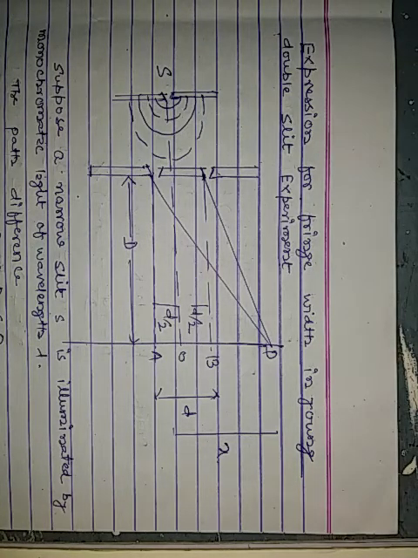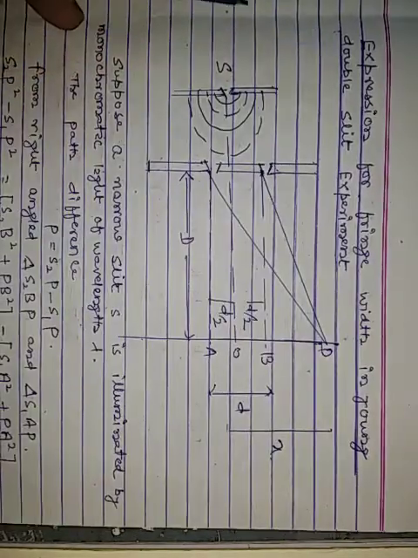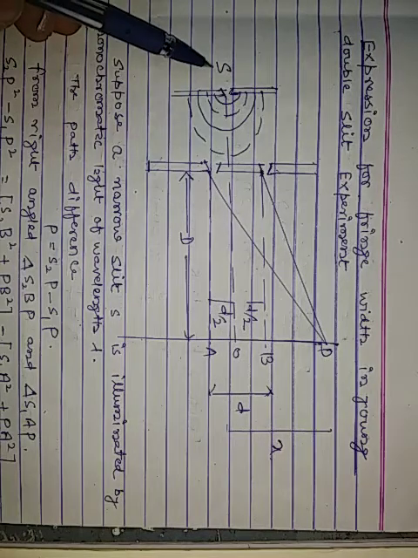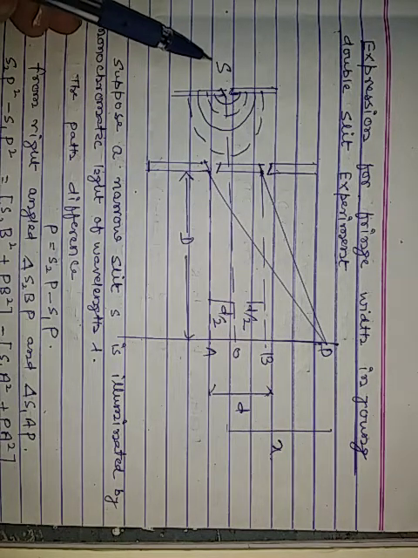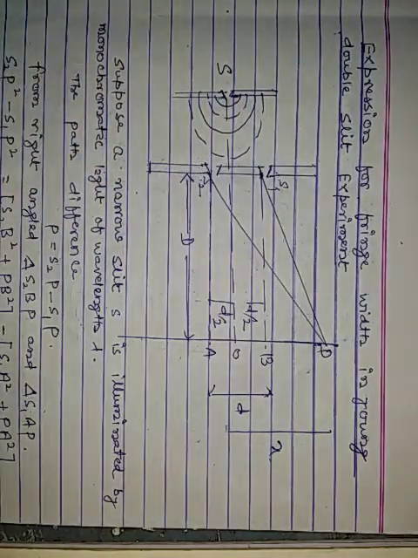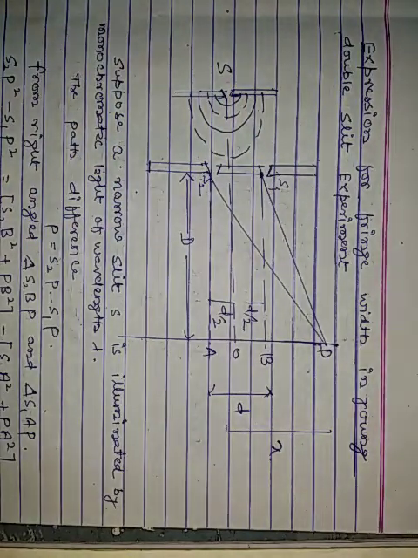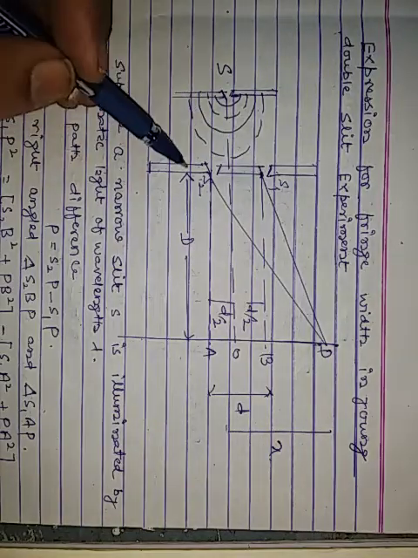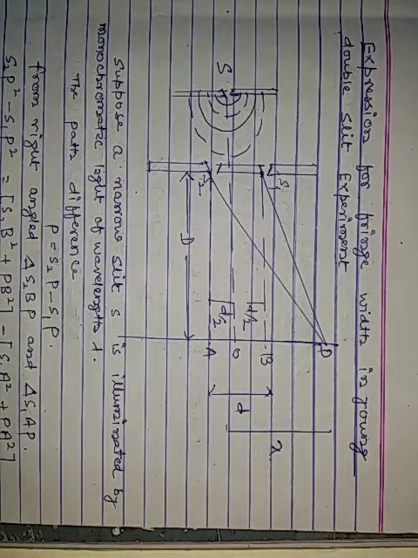Now in this video we find out the expression for fringe width in Young's double slit experiment. As we know that S is the narrow slit which is illuminated by the monochromatic light of wavelength lambda. S1 and S2 are two also narrow slits.